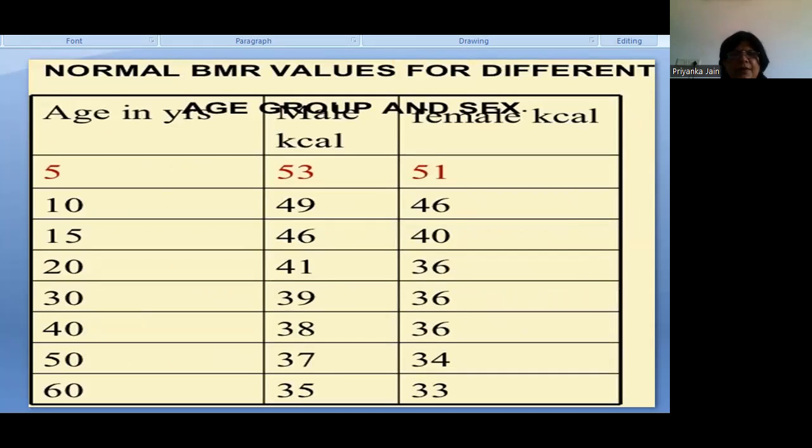Normal BMR values for different age groups like 5 year, 10 year, 15 year, 20, 30, 40, 50, 60 years. Calorie requirement according to age: 53 kilocalorie, 10 year 49 kilocalorie, 15 to 20, 40 to 46 kilocalorie, 30 year of age 39 kilocalorie, 40, 50, 60: 38, 37, 35 kilocalorie. And the female ratio is 51 in the 5 year age group, 46 in the 10 year age group, 36 to 40, 50 to 30 year age group, and 33, 34, 36 kilocalorie in 60, 50, 40 year age groups.